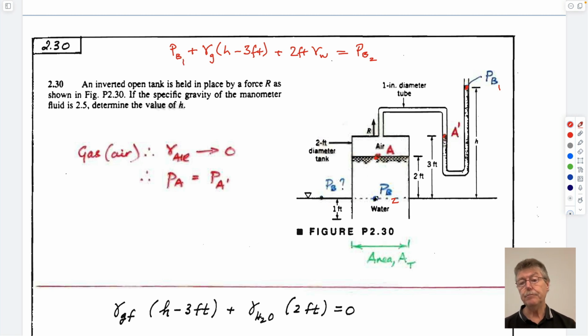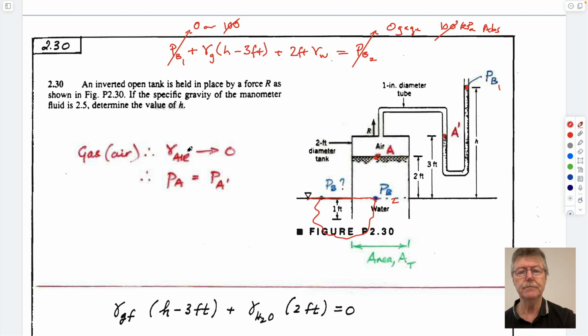And so what do we know about that? PB is connected at atmospheric pressure to this point here. They're at the same physical elevation. So we know that PB must be 0 gauge, or 100 kPa absolute. They're the same, right? 100 kilonewtons per meter squared. PB must be the same. Much easier to work with 0 rather than 100, so let's do it in gauge. 0 pressure we feel now.